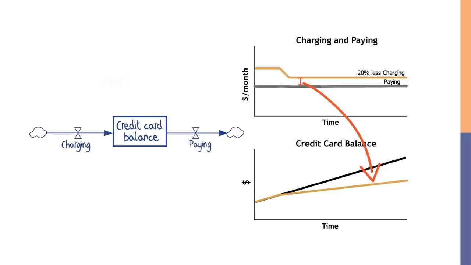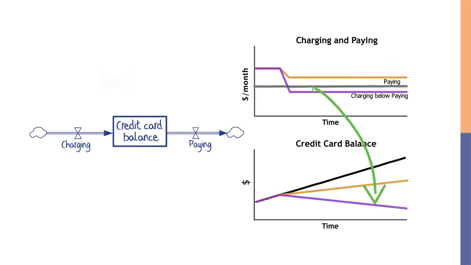For the balance to go down and to get out of debt, I'd need to pay off more than I charge. See the charging line dropping below the paying line? Now paying exceeds charging and the credit card balance goes down, just like a bathtub with more flowing out than in. That's how these bathtubs work.